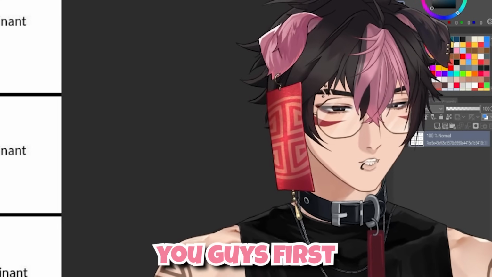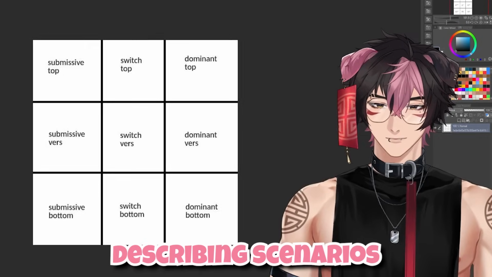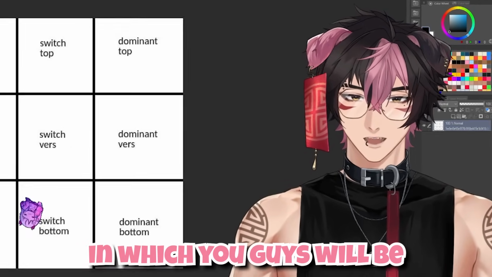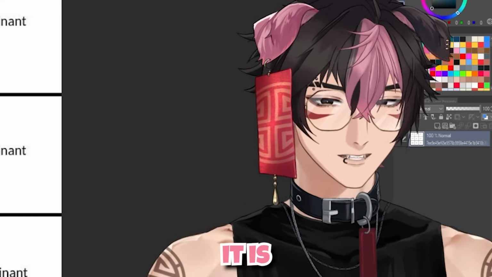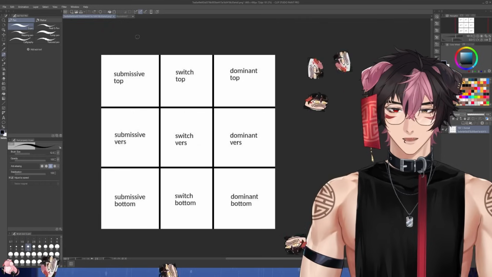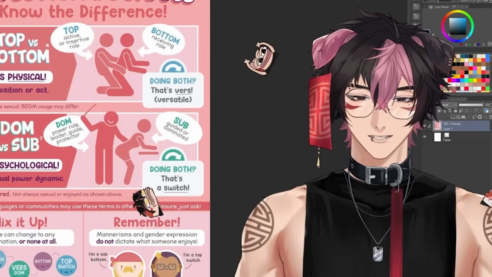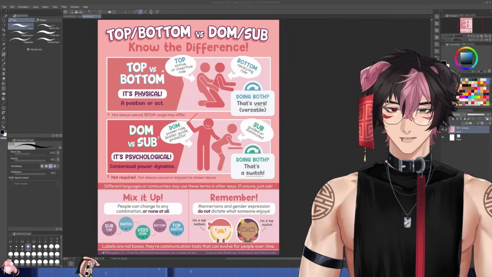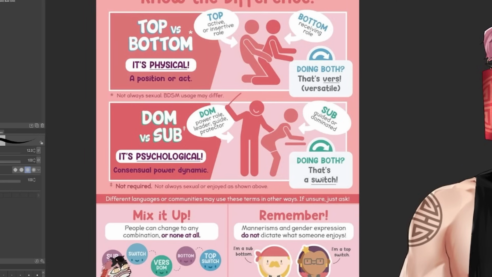I'll be teaching you guys first, and then after, I'll be describing scenarios in which you guys will be labeling what it is on this chart. But the amazing graphic that I found is this one, and it basically is just a chart that teaches you the difference between top and bottom and dom and sub.